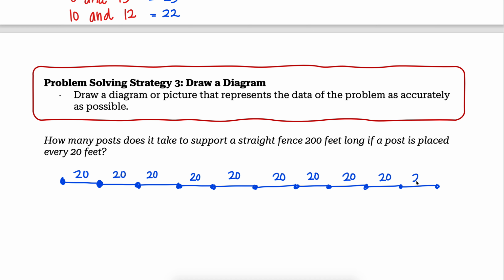There we go. That should be 1, 2, 3, 4, 5, 6, 7, 8, 9, 10. There's my 200 feet. So how many posts does it take? Well, if you can count the dots, which represent the posts, there's 1, 2, 3, 4, 5, 6, 7, 8, 9, 10, 11 of them, because you have both that starting post and the ending post. So in this case, drawing the picture lets you see it's going to take 11 posts, not the 10 that probably most people would guess just at a first glance.